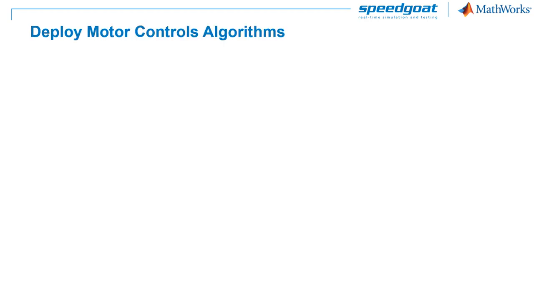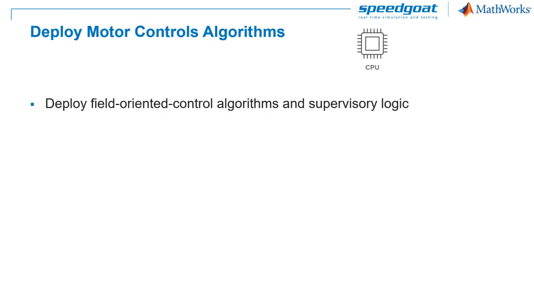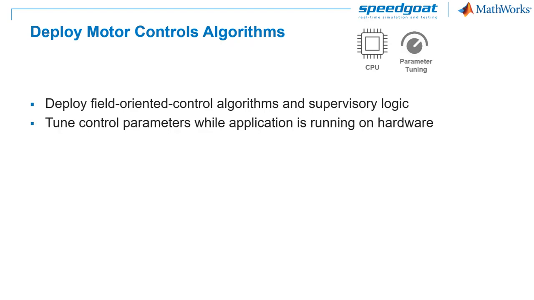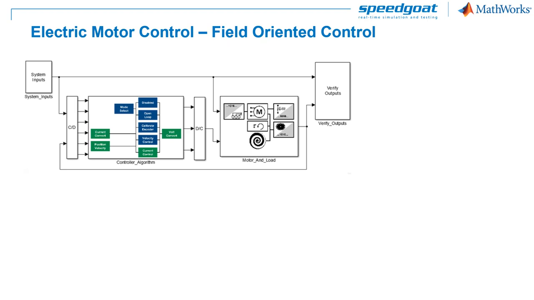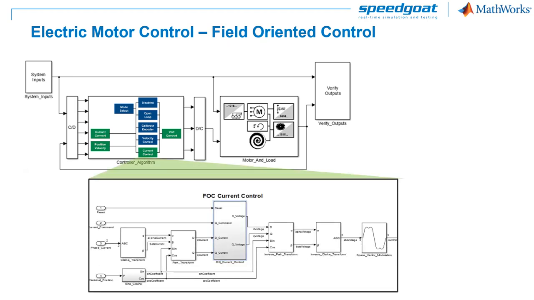In this chapter, we will see how you deploy field-oriented control algorithms and supervisory logic, tune control parameters while the application is running on hardware, auto-tune PID gains, offload current control loops to FPGAs to increase closed-loop rates up to hundreds of kilohertz, and this while staying in the Simulink environment. As a motor control approach, we will be using field-oriented control, or FOC, for these examples.